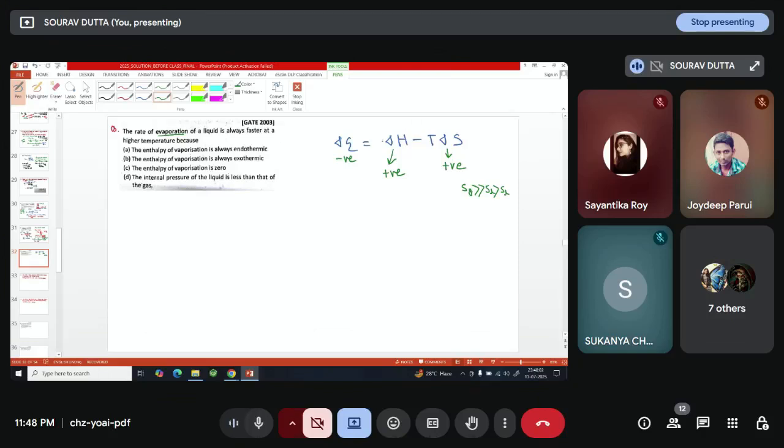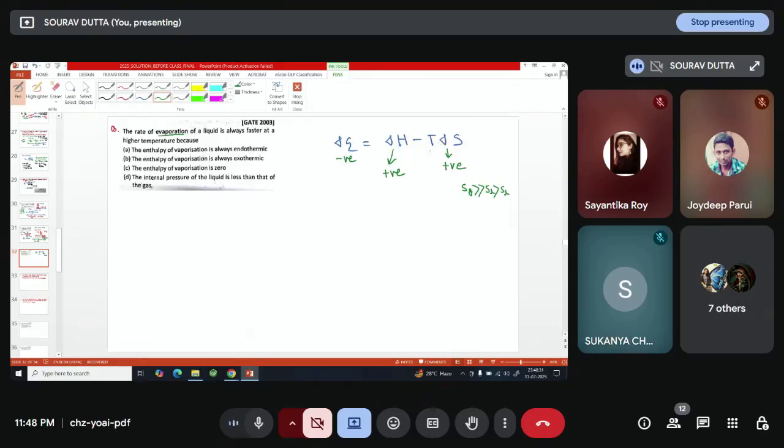Because it is a positive quantity, delta S here is also a positive quantity, plus it is plus, and there is some negative charge in there, so plus a minus. So this is a positive quantity, this is a negative quantity. To become delta G negative, the value of T delta S must be greater than the value of delta H.